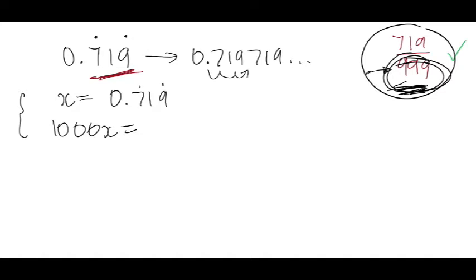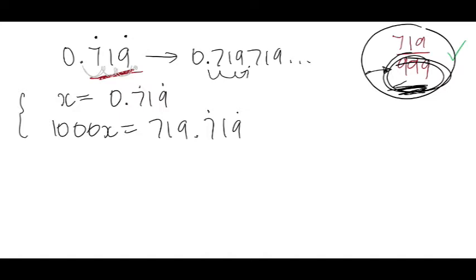So how do we find 1000x? Well, we just move that decimal point, don't we? We can just say 1000x is going to be 1, 2, 3. So 10, 100, 1000. So it's going to be 719 point 719 point 719, like that. Okay. So if you're not sure what's happened there, just go back and have a look. It is straightforward. We've just moved the decimal point.